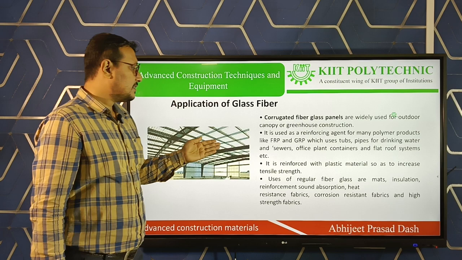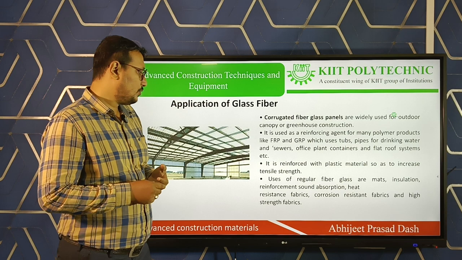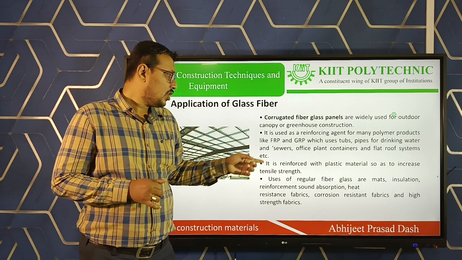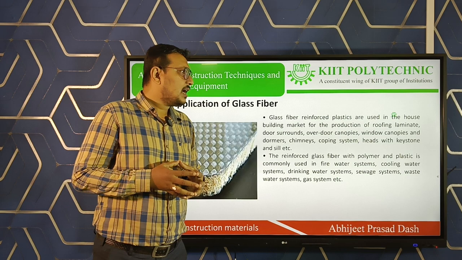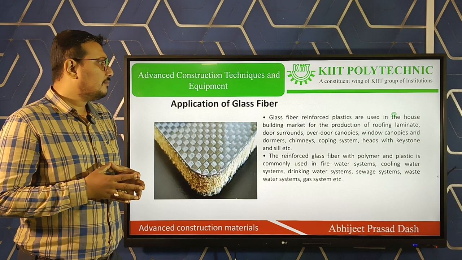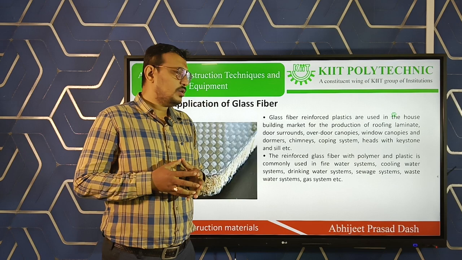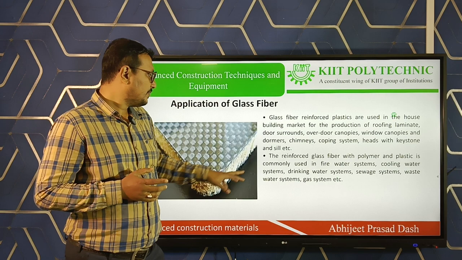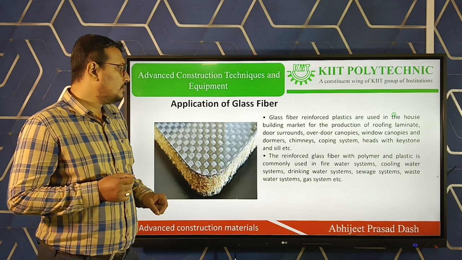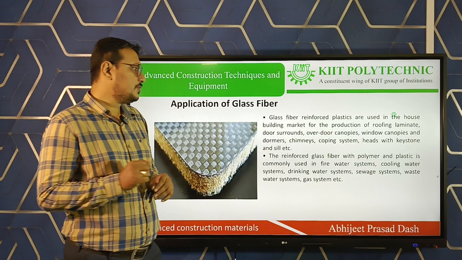Uses of regular fiberglass are mats, insulation, reinforcement, sound absorption, heat resistant fabrics, corrosion resistant fabrics, high strength fabrics, roof sheets, etc. Glass fiber reinforced plastics are used in the house building market for the production of roofing laminate, door surrounds, over-the-door canopies, window canopies, dormers, chimneys, and coping systems, as you see, heads with keystone and steel, etc. Glass fiber reinforced with polymer and plastic is commonly used in fire water systems, cooling water systems, drinking water systems, sewage systems, wastewater systems and gas systems, etc.